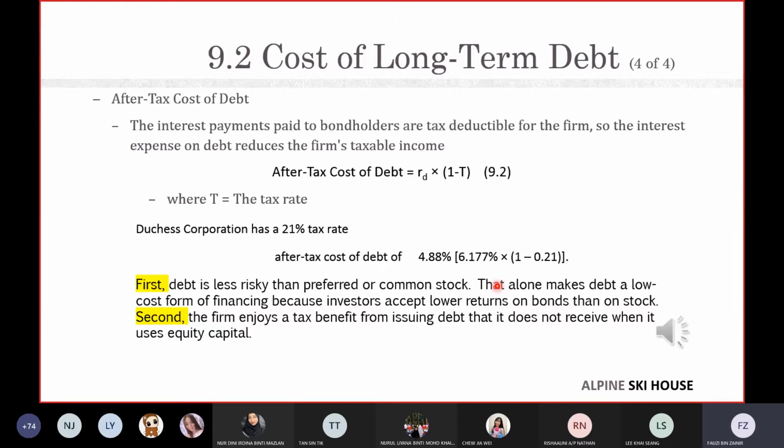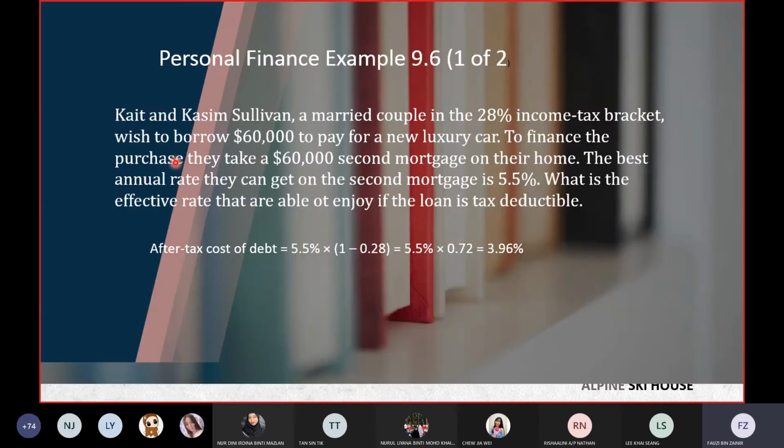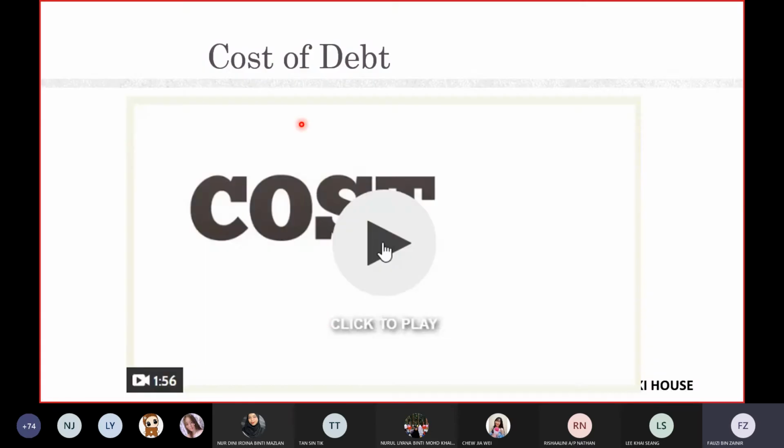Okay, let's move on to the next one. This one is more or less the same thing, so I can just skip this one here. Let's just look at the cost of debt in general. What's the cost of debt here?